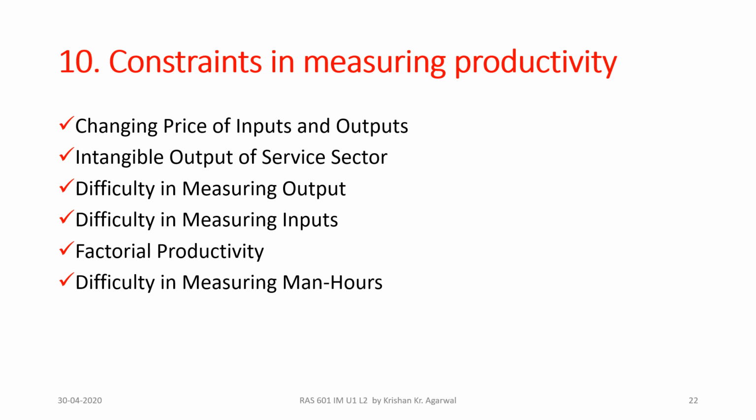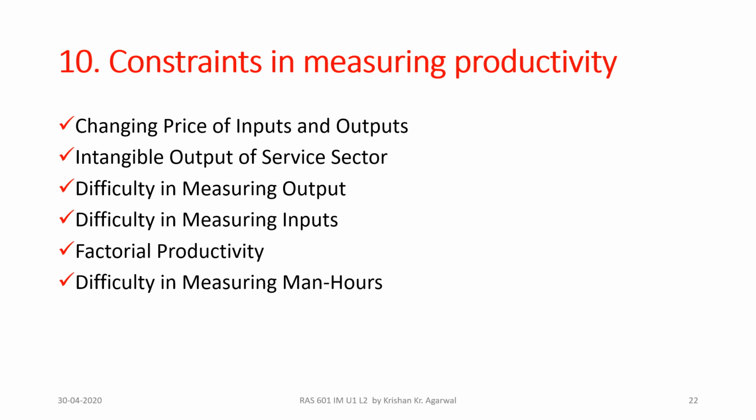The next important thing is, if the productivity comes in fractions, then to interpret the data related to factorial productivity is also difficult, and there is a difficulty in fixing the man hours. In each and every industry, the man hours are not certain. They vary as per requirement, as per shift, as per the targets. And so it's a big constraint to measure the exact man hours in an industry.